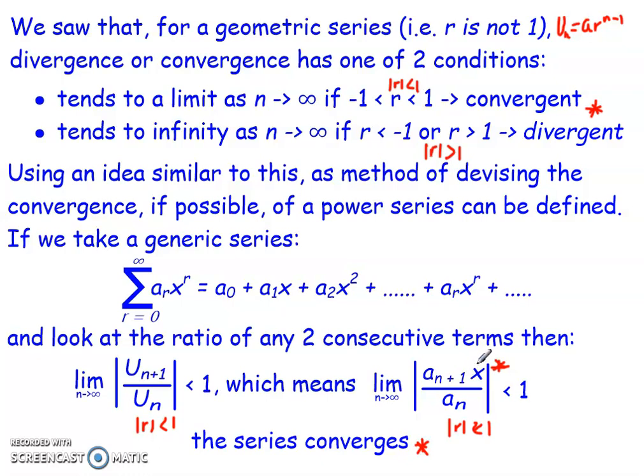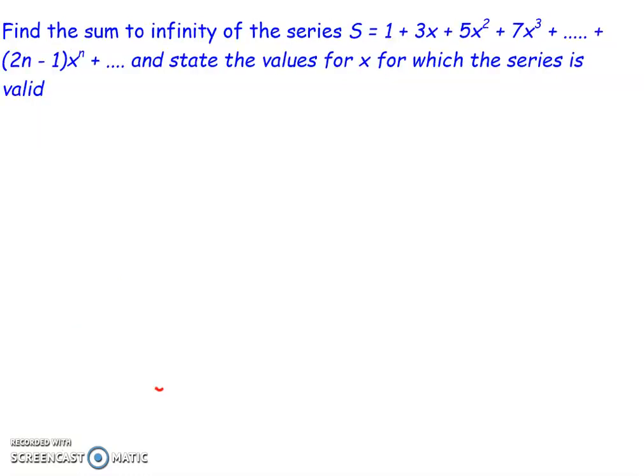Now, this is a lot of jargon to throw at you. So the best way to look at this and figure out how to work it through and apply it is actually with an example. So I'm going to show you one now. Let's imagine I ask you to find the sum to infinity of the series S equals 1 plus 3x plus 5x squared plus 7x cubed plus a whole spiel of terms of the generic form (2n minus 1)x^(n minus 1), all the way up to an infinite number of terms, and state the values of x for which the series is valid.